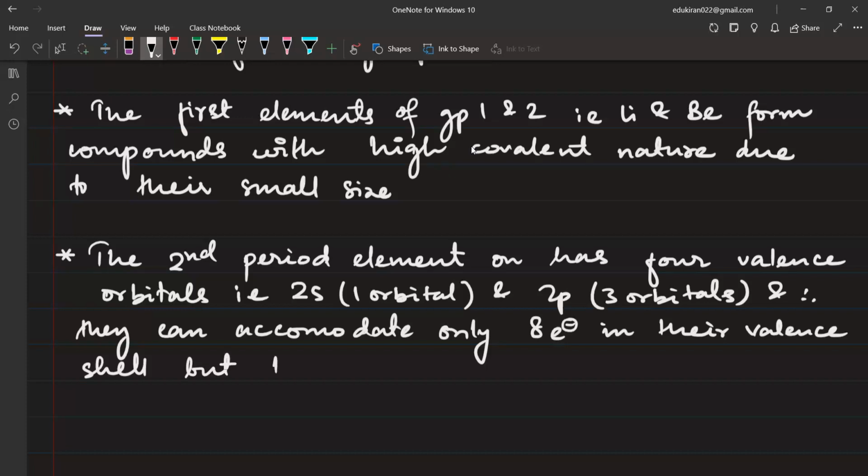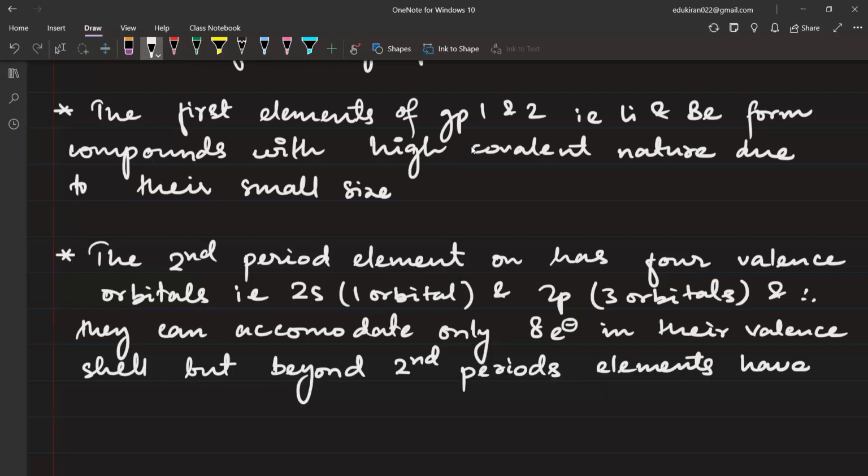But beyond second period, है ना? Beyond second period, यानी third period and onward, elements have tendency to make more than 4 bonds.